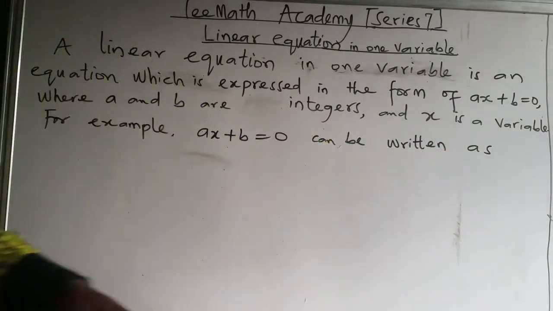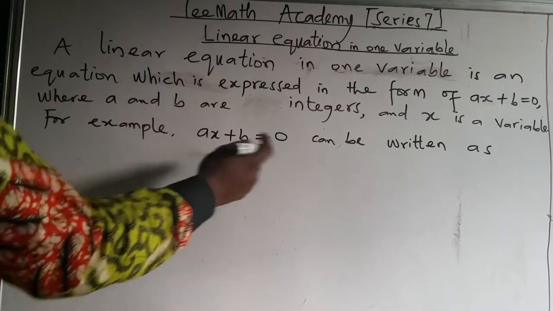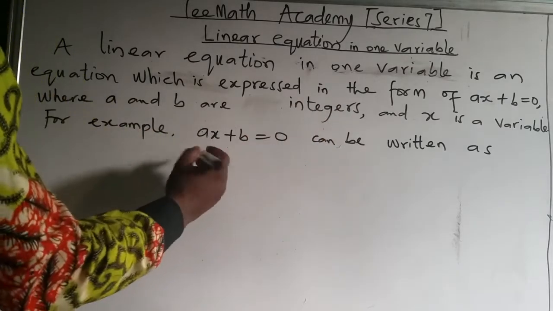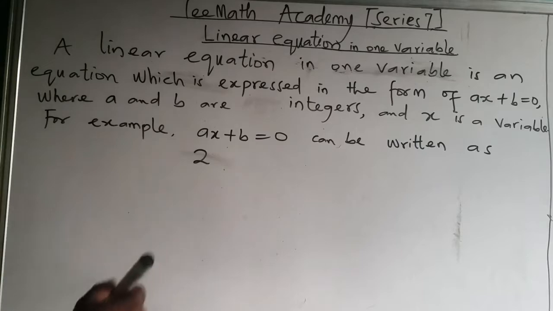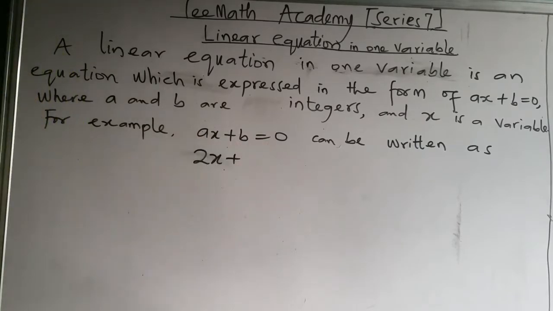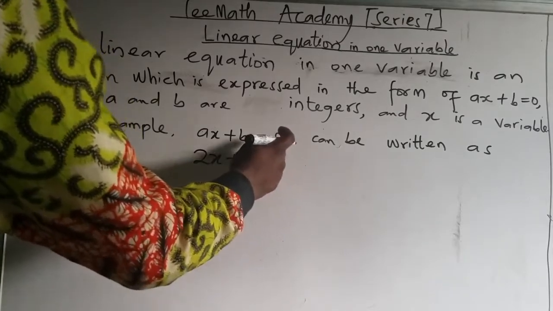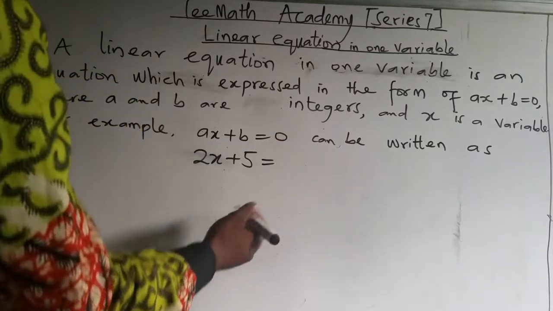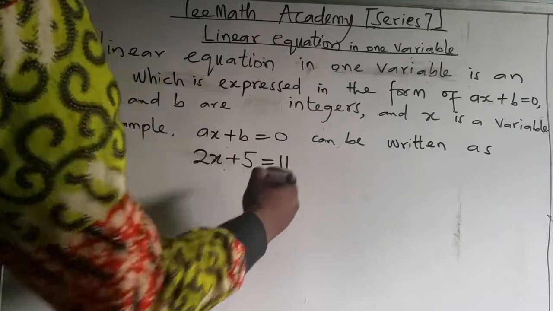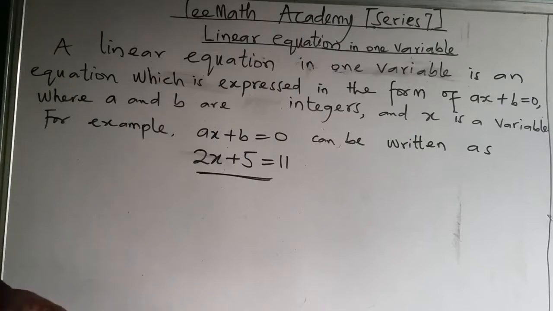This can be written as, earlier we said that a and b are integers. So a can be 2, then the x is the variable. That will be 2x, then plus b can be any other number, let's say 5. Then it can be equals to 0. It can also be equals to 8 or 11, for example. So this is what we refer to as a linear equation.